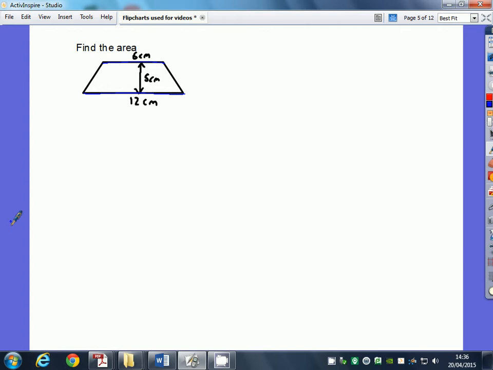So half the sum of the parallel sides. Well, the sum of the parallel sides is 6 plus 12, which is 18. And half of 18 gives me an answer of 9, times the distance between the two parallel lines, which is 5. 9 times 5 is 45. Don't forget your units, we were finding the area, so it is 45 centimetres squared.